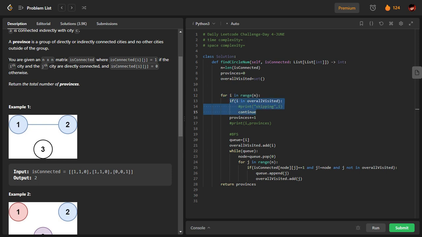This will become true because, see, if BFS identifies a node, then the outer for loop will not be executed again for it. That is the basic idea. That's why I'm using this.